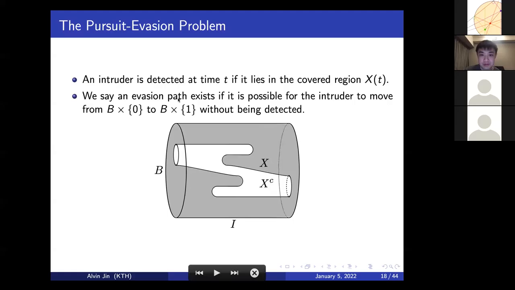So the slide just says that if you're in the shaded region, then you're detected. And we say an evasion path exists, or a cop can escape a robber. Sorry, a robber can escape a cop if you can move from one end of the cylinder to the other end without being detected. So you never get into this shaded region. That's pretty much what I said on the last slide too.